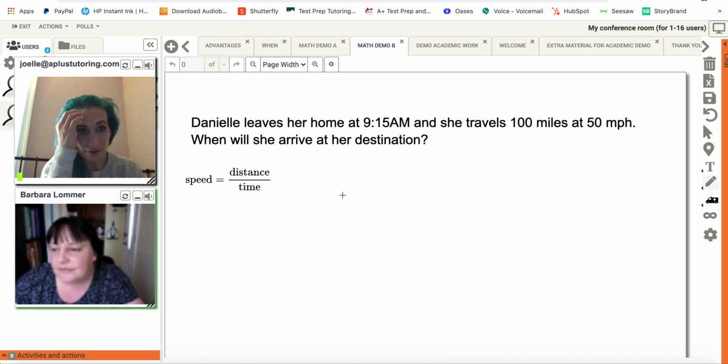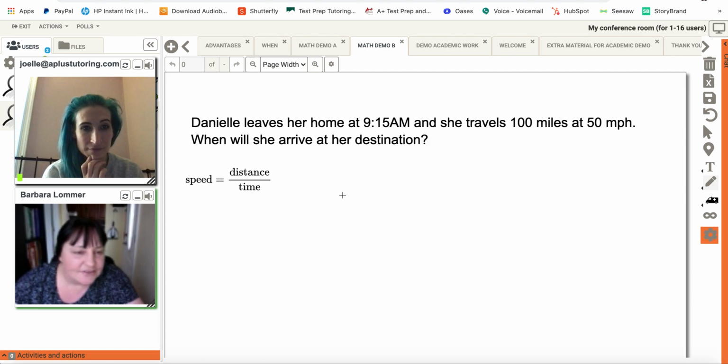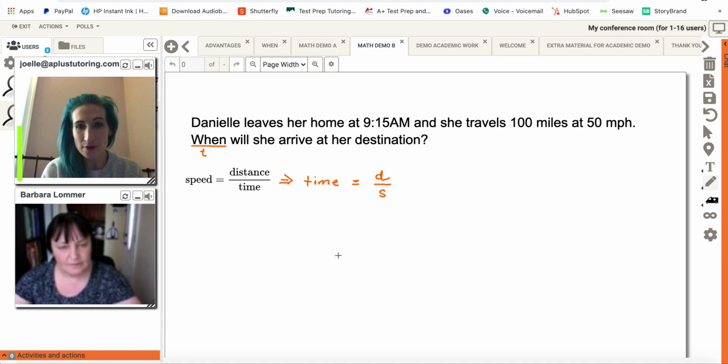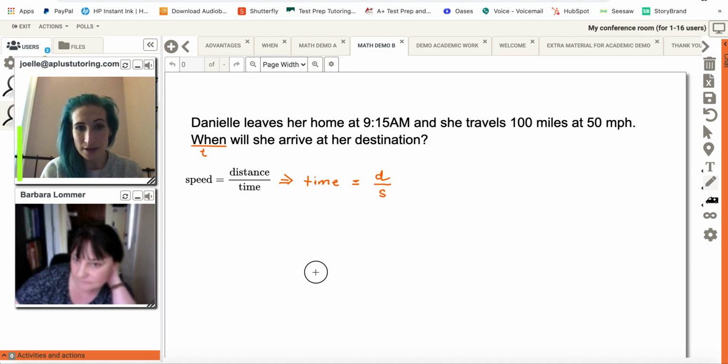And now we have to ask ourselves what we actually want. And what we want is a time. So we will rearrange this equation for time. So I'm going to do that now. I get time equals distance, abbreviated D, over speed, which I'm going to abbreviate S. Okay. All right, that should help. Yes, for sure.